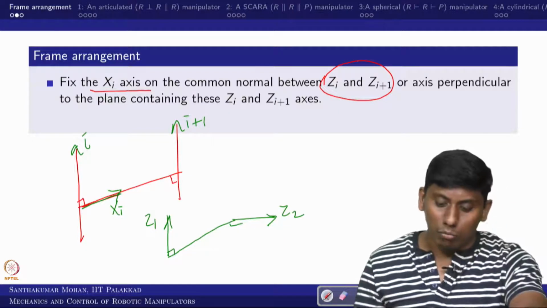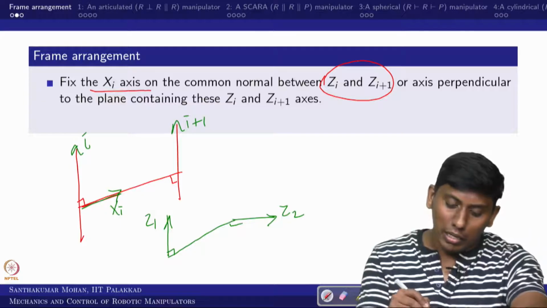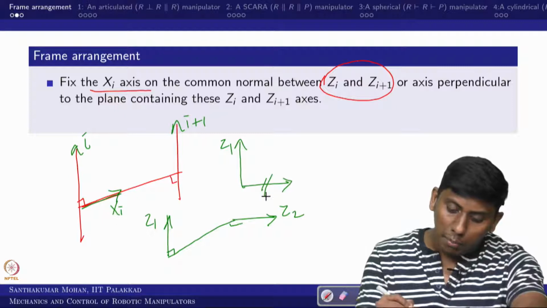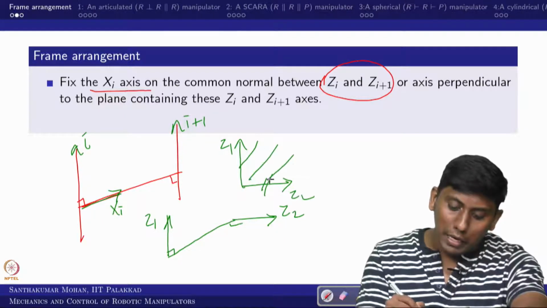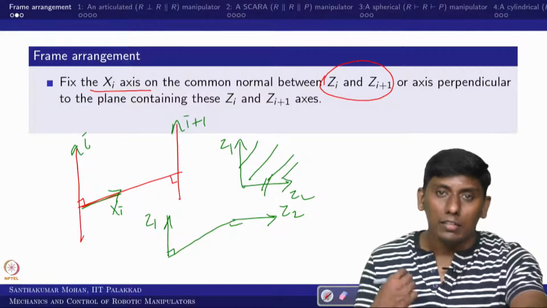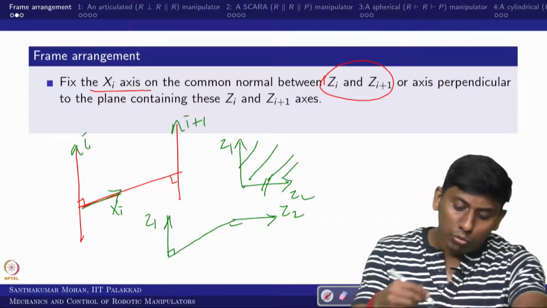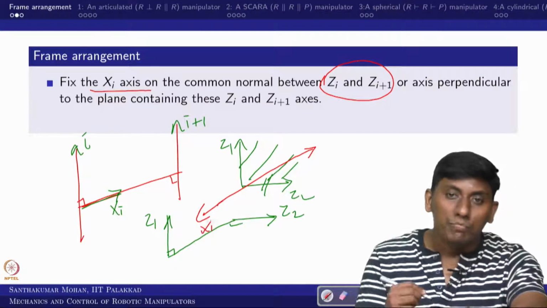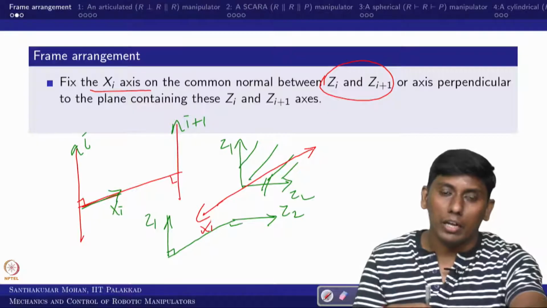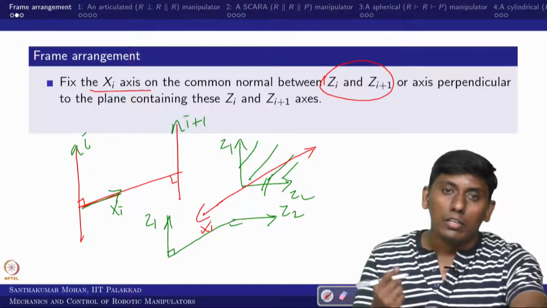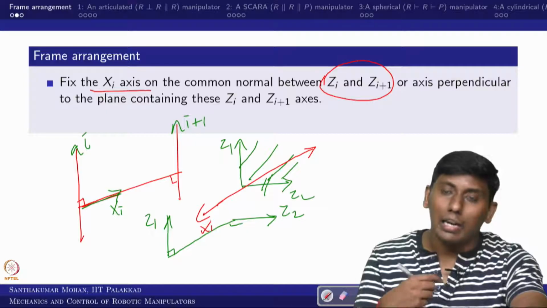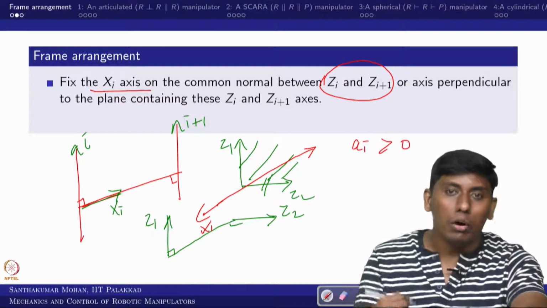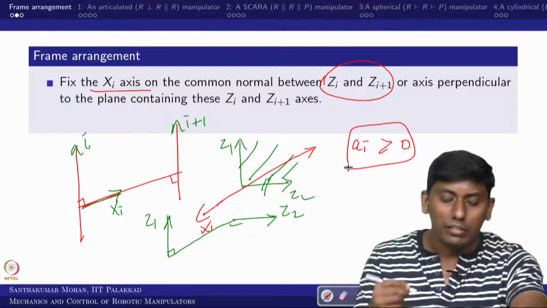But instead of doing that, we can draw a plane containing Z1 and parallel to Z2. This plane is going to be considered as your axis plane, and you take the normal to this plane as your xi axis. Whether it is pointing inward or outward is your choice. If there is a length, it is always on the progressing side, so that the link length is always positive or 0.